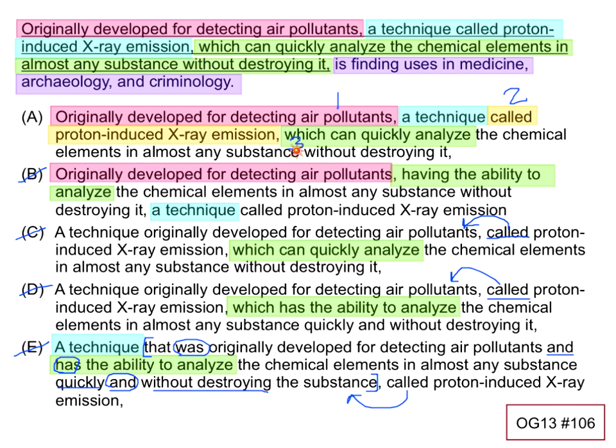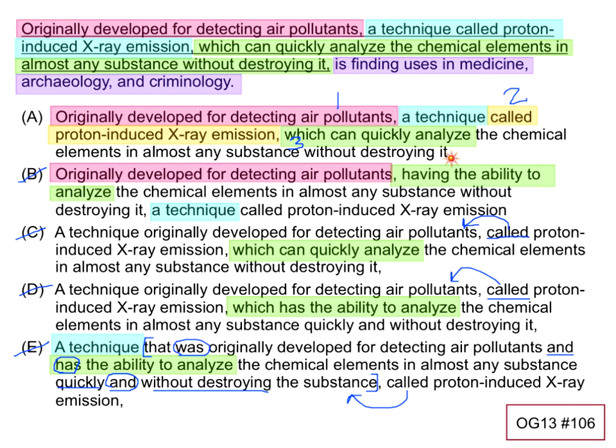Okay, I'm just scrolling back up to see whether I missed other questions. Someone's asking about, isn't destroying it confusing? So what they're saying here is it is referring back to substance. So this technique can analyze the elements in a substance without destroying that substance. And there isn't anything actually wrong with that. So it is actually okay.